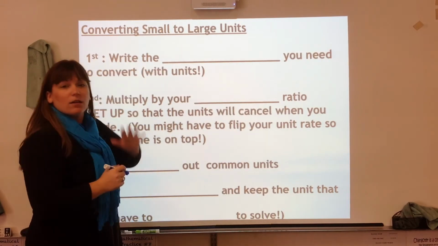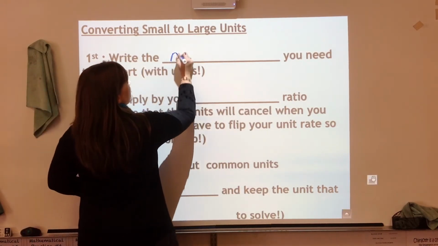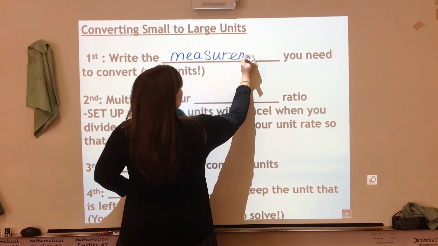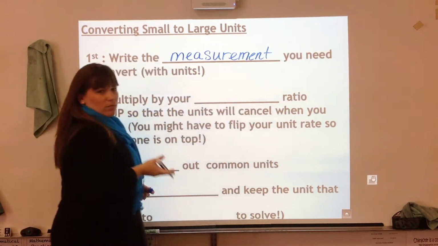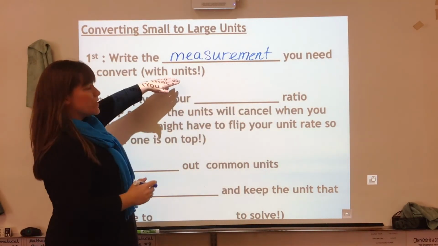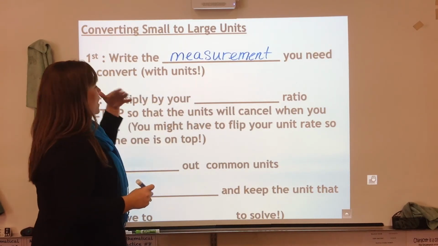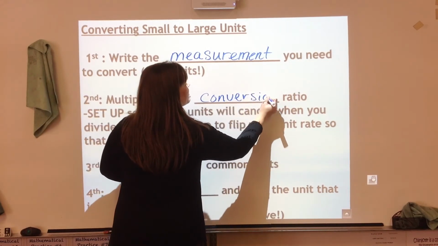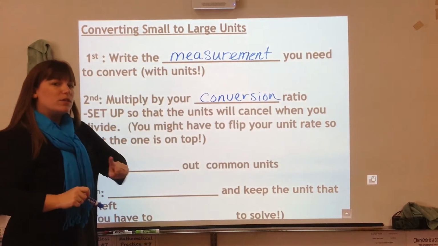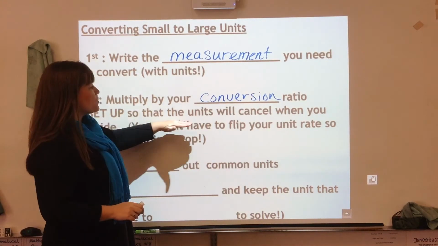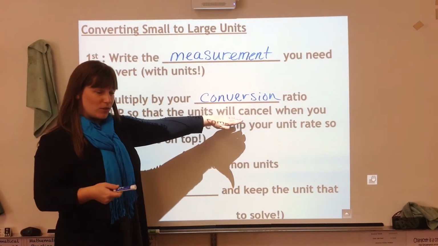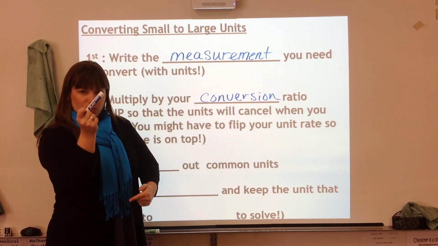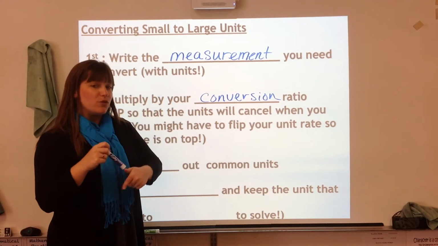And the first thing, same as before, we're going to write the measurement we're given, whatever is in the problem or in the word problem with the units. That's the dimensional analysis part. And we're still going to need to multiply by our conversion ratio. We get that from our reference sheet. The only difference now is that we need to make sure that the units will cancel and do that common unit trick. We might have to flip our unit rate around so that the units will cancel out.